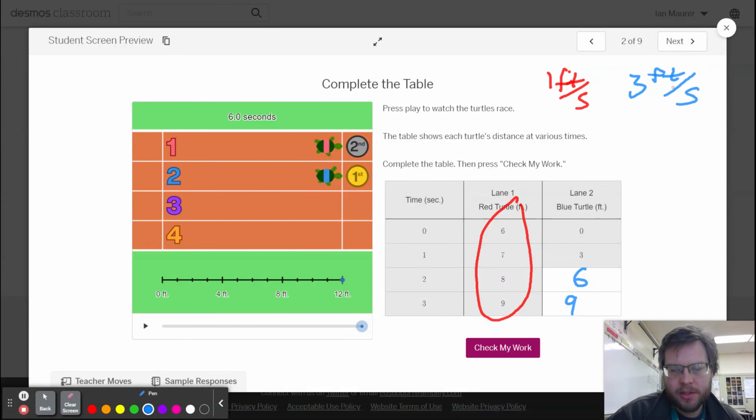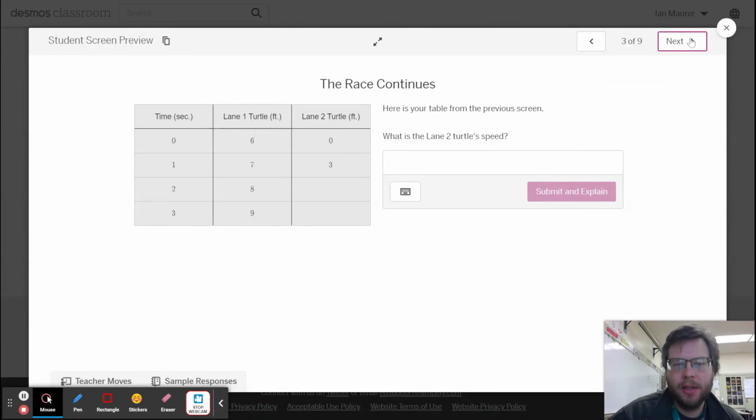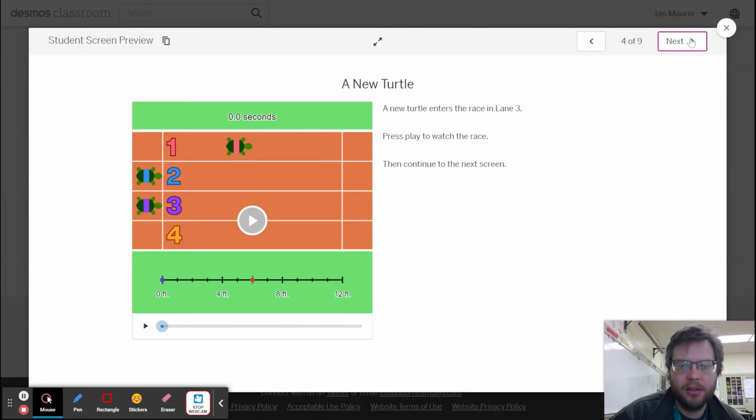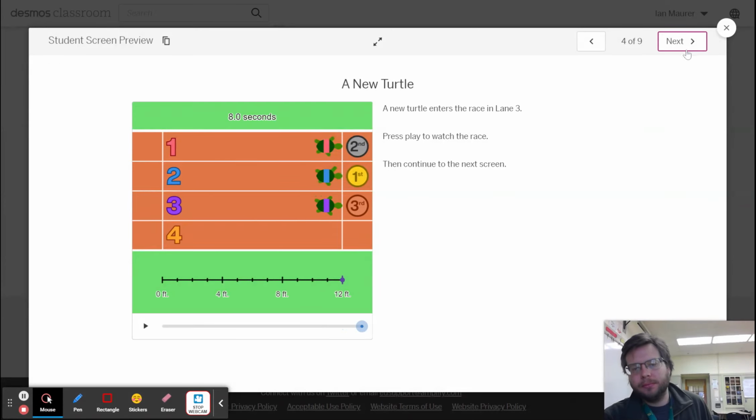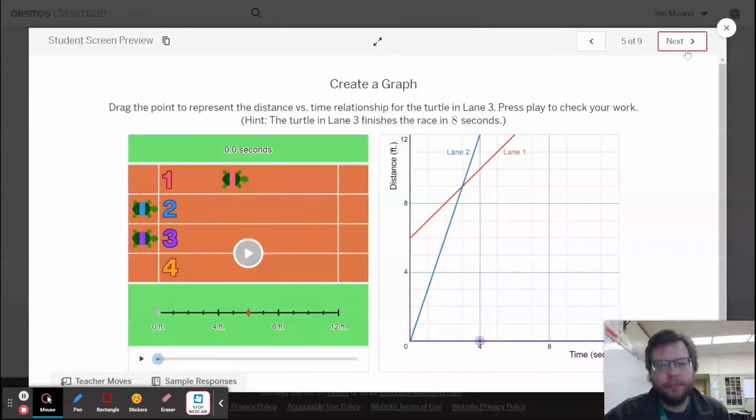Okay. So let's take a look at what that looks like when, instead of looking at them as numbers in a table, we look at them as lines along a graph. Nope, I got ahead of myself. We'll do the graph in a second. We got a third turtle here that we're going to watch. Doesn't look like it's going very fast. Okay, so now we'll look at the graphs.